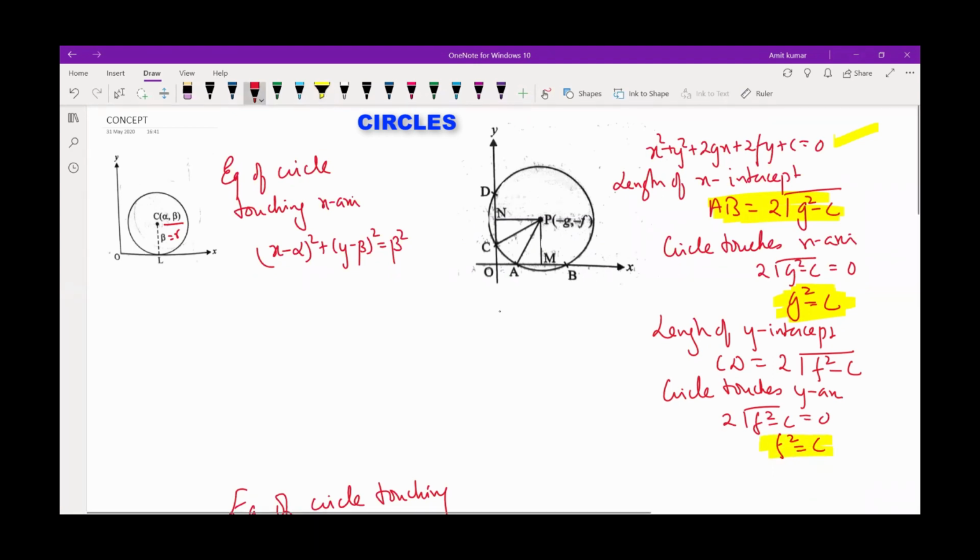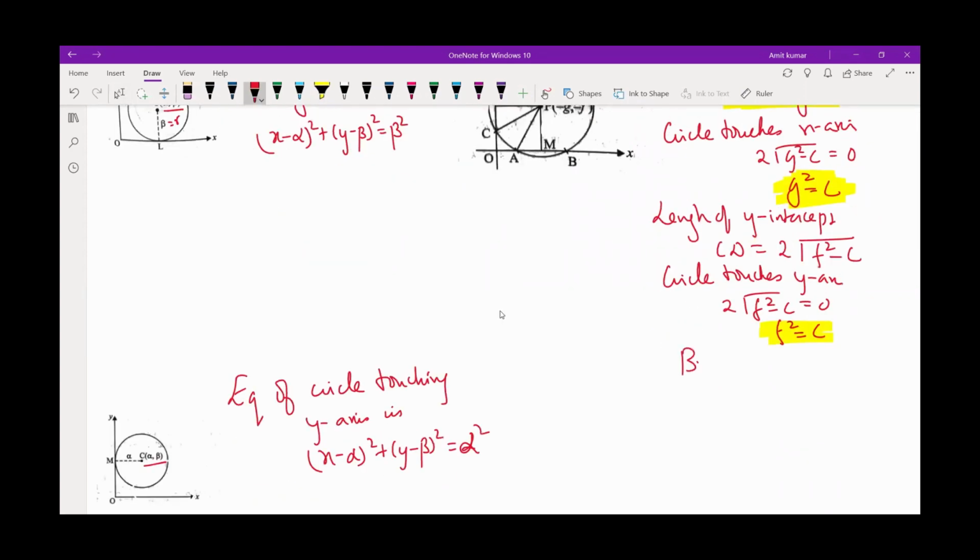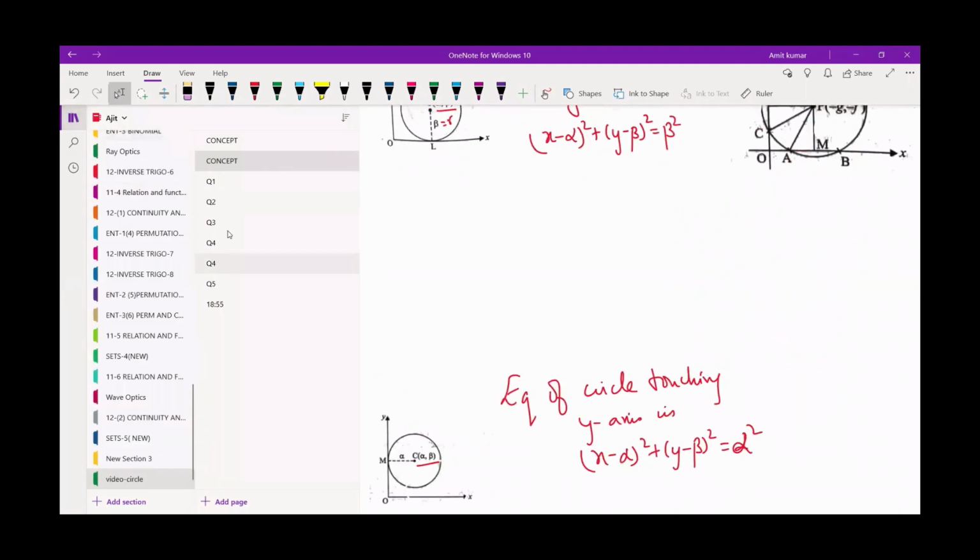And the third condition, where the circle touches both the axes: when this circle touches both the axes, then in that case g square is equal to f square is equal to c. So this is the condition for touching both the axes. When we use the general equation, we use these results, and on the left hand side I have given results in standard form. So here are a few of the applications.